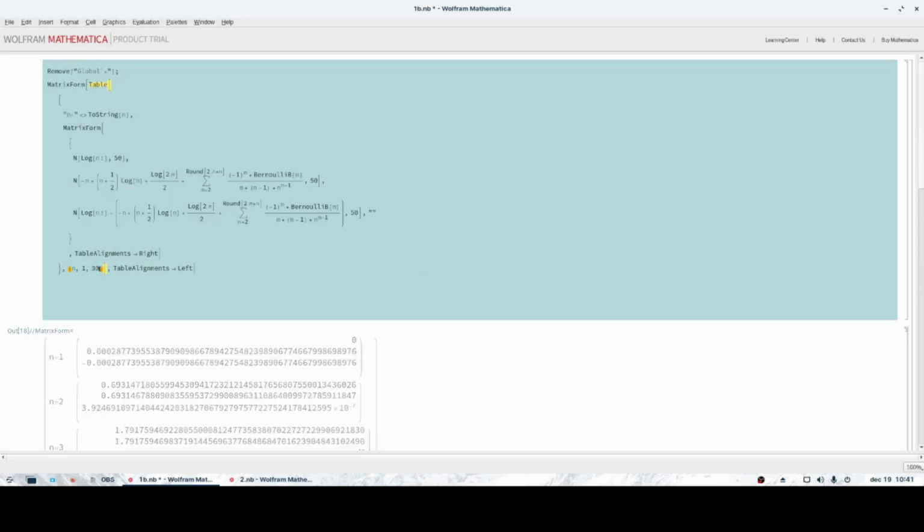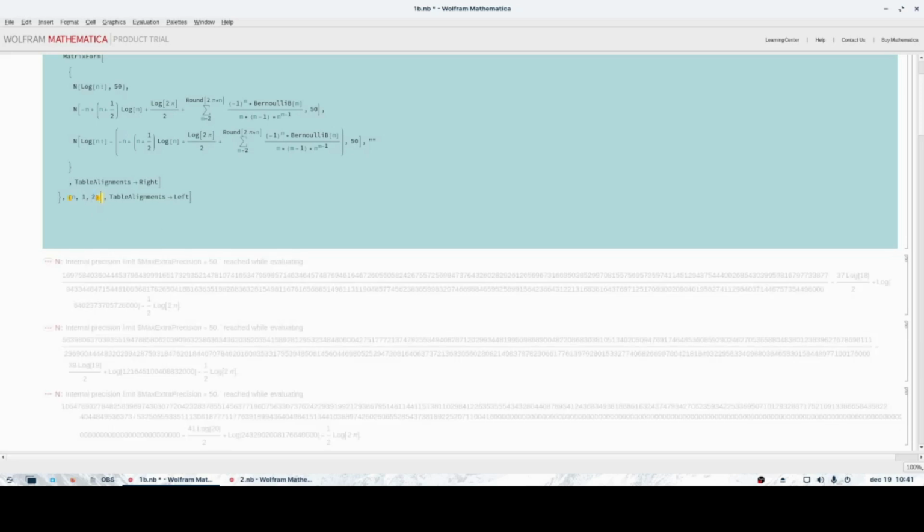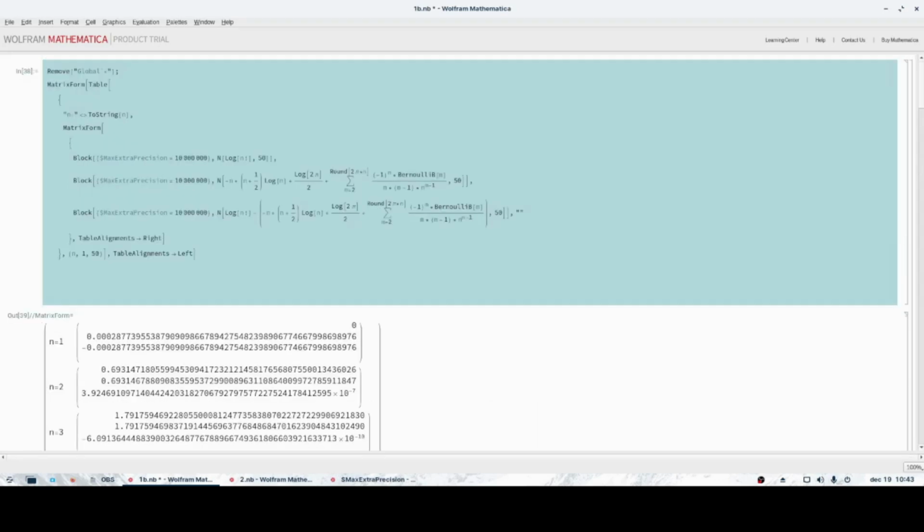Let's see, 30 factorial. Okay, well, the problem. Okay, I fixed the problem. So now one can use 50 factorials, and maybe it's better to add more decimal places here.